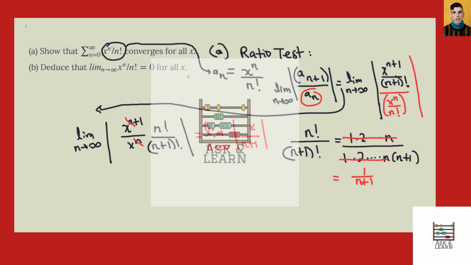But here, for any real number x that we have, x is a fixed number. It's not in the limit. Here, the n is in the limit, and this will always go to 0 due to that denominator. So you could think of this as being x over infinity, but x is not infinity or minus infinity. x is a real number. So we have 0, which is less than 1, so we conclude that it converges for all x.